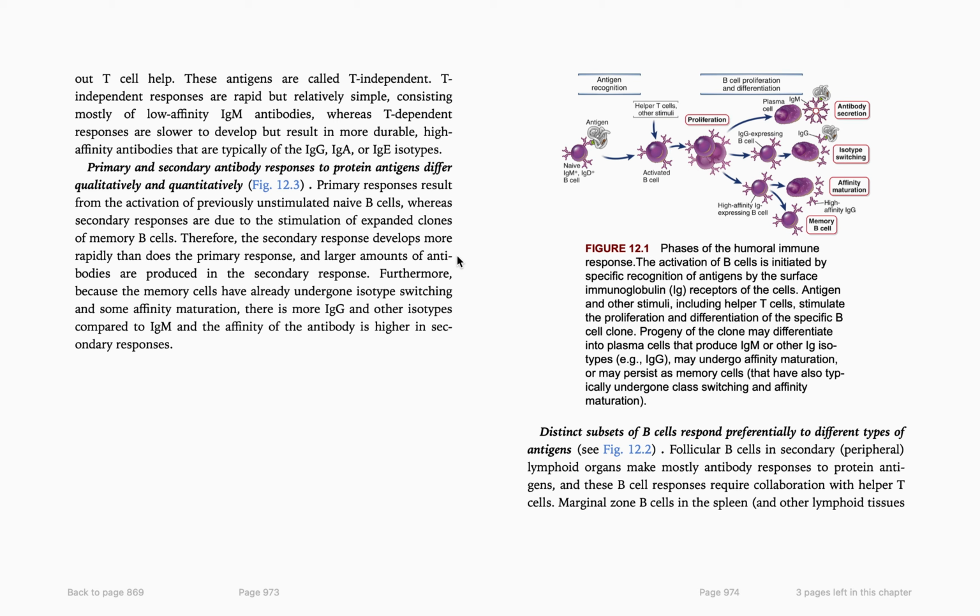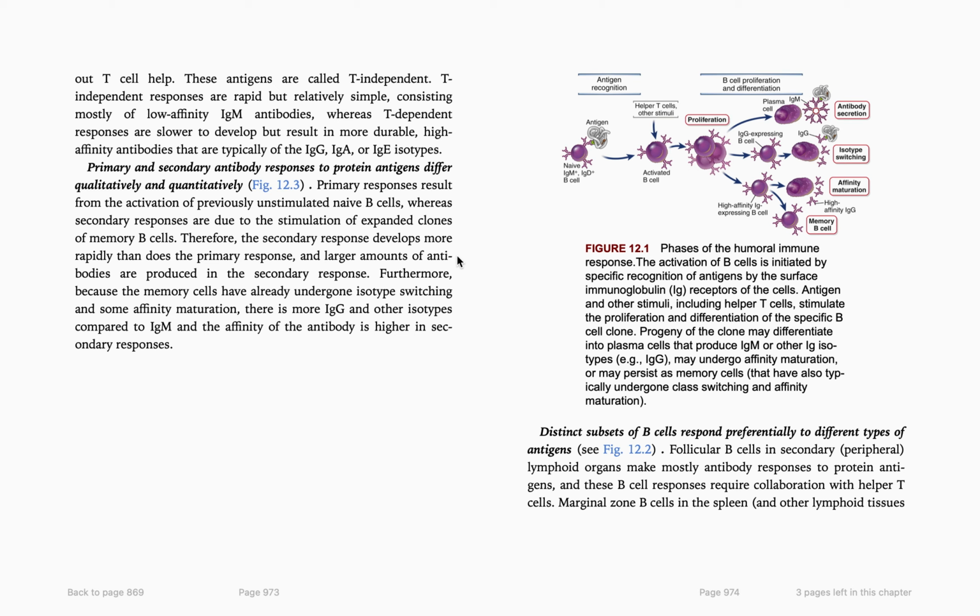Primary and secondary antibody responses to protein antigens differ qualitatively and quantitatively. Primary responses result from the activation of previously unstimulated naive B cells, whereas secondary responses are due to the stimulation of an expanded clone of memory B cells. Therefore, the secondary response develops more rapidly than the primary response, and larger amounts of antibodies are produced in the secondary response. Furthermore, because the memory cells have already undergone isotype switching and some affinity maturation, there is more IgG and other isotypes compared to IgM, and the affinity of the antibody is higher in the secondary response.